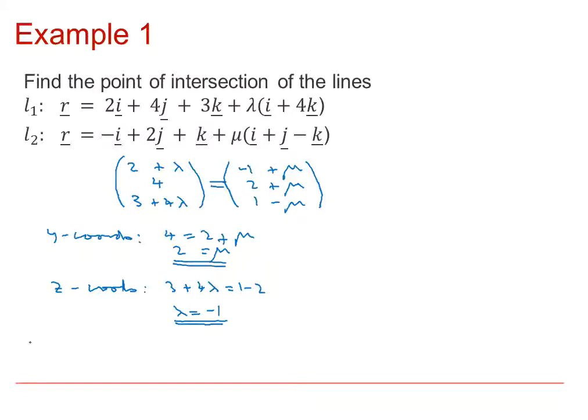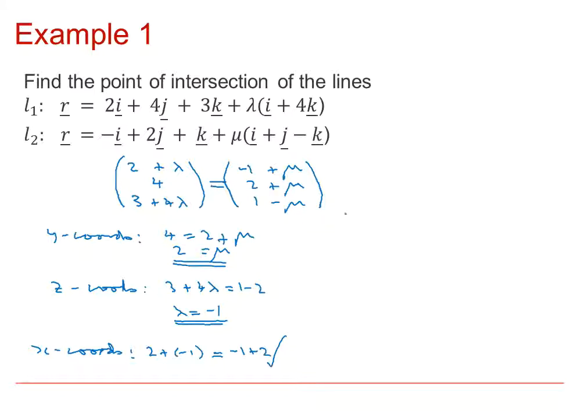We need to check the x coordinates. We need to make sure that we're not going to get a contradiction for the x coordinates. So we've got 2 plus minus 1 for the first line and minus 1 plus 2 for the second line, and we can see the answers are consistent. So we know that mu is 2, lambda's minus 1, and the x, y and z coordinates would all match.